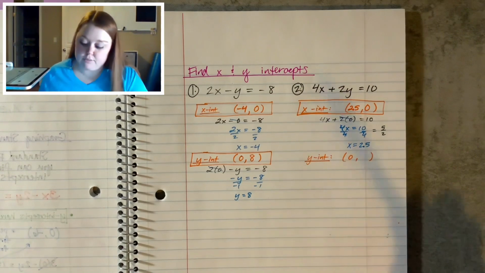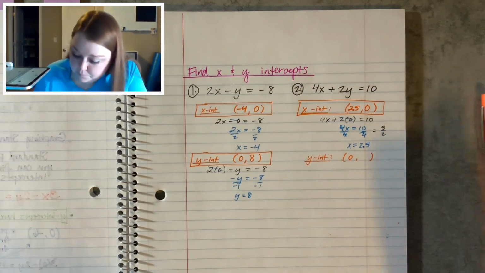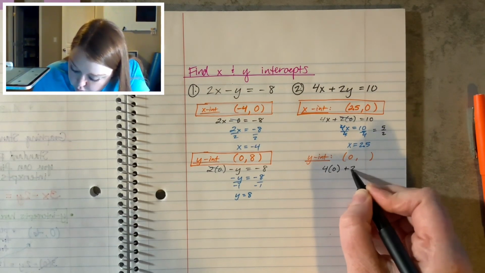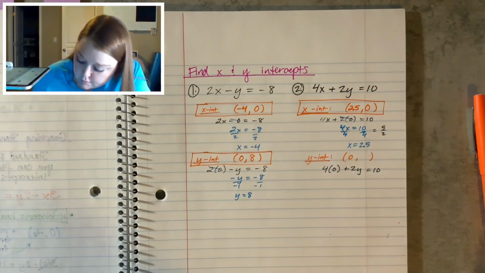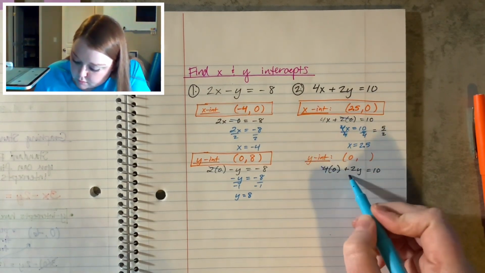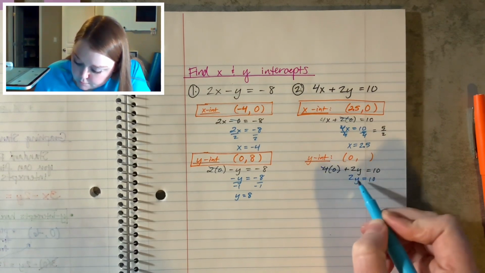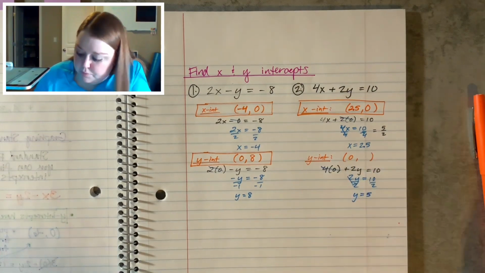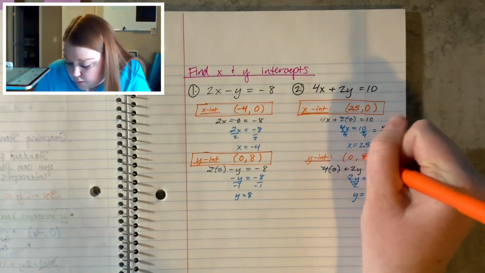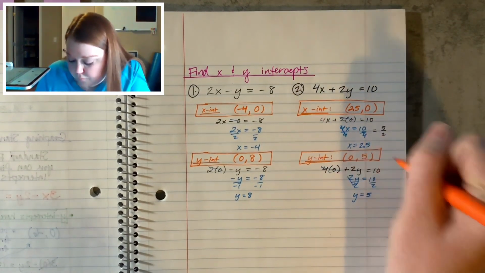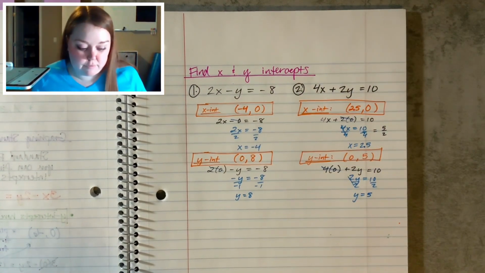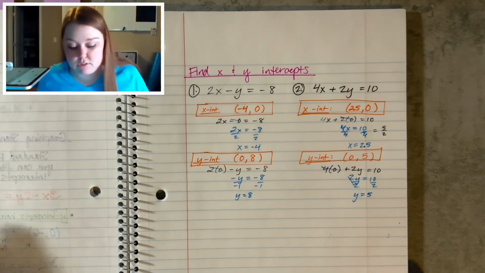So you're going to plug in 0 for x. So you have 4 times 0 plus 2y equals 10. 4 times 0 is nothing. 2y equals 10 means we divide by 2 on both sides, and we get y equals 5. So our y-intercept is 0, 5. If you're looking at this going, I'm not super confident, that's okay. We will practice in Zoom.